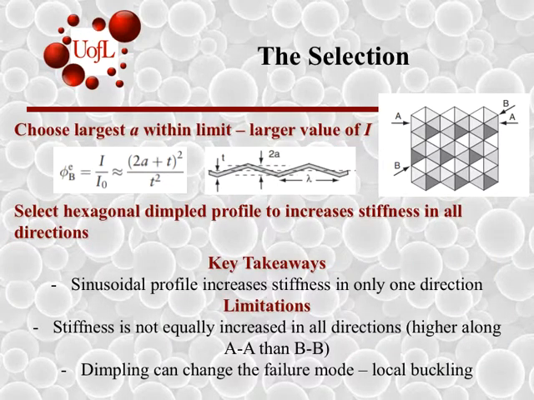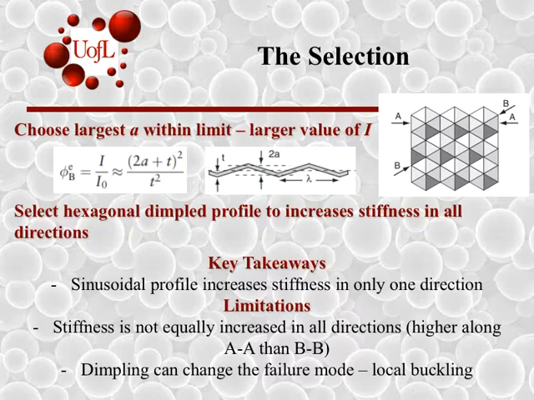And so if you look at the stiffness shape factor, you can see that we would be able to maximize it by choosing the largest amplitude of that curve while also remaining within our thickness limits, and that would allow us to maximize the second moment of area and maximize the shape factor. But if you consider that common sinusoidal profile, you only get stiffening in the direction that's perpendicular to that curve, so we eventually went with a hexagonal dimpled profile.